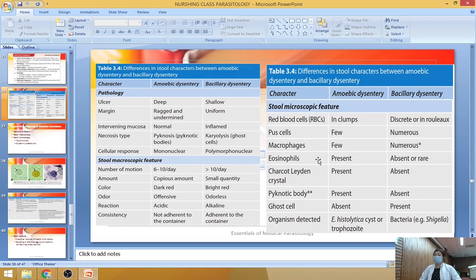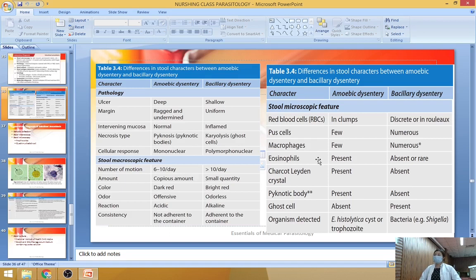In case of bacillary dysentery, which is caused by bacteria, the stool frequency will be more than 10 per day. The amount will be copious, very large. In amoebic dysentery it will be a small quantity, the color will be dark red, and in bacillary it is bright red. Odor will be very offensive in case of amoeba because it's a parasite, and in case of the bacillary, it will be odorless. Reaction will be acidic, the other one will be alkaline. Consistency: not adherent to the container, and adherent to the container.